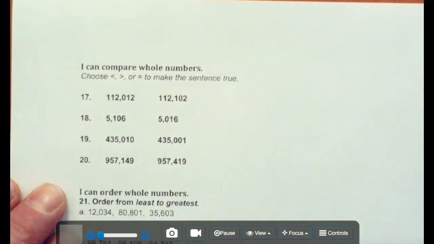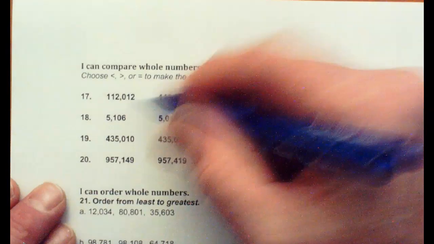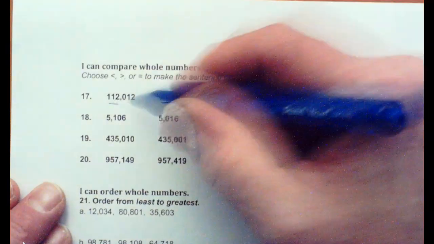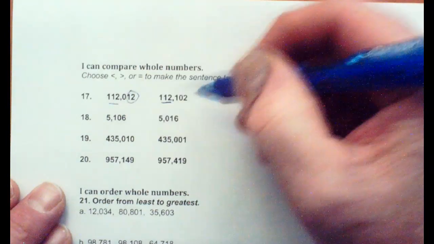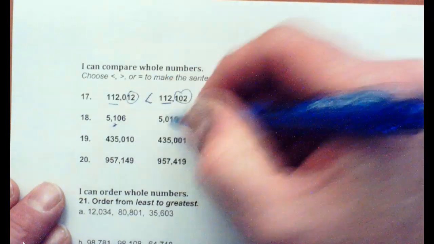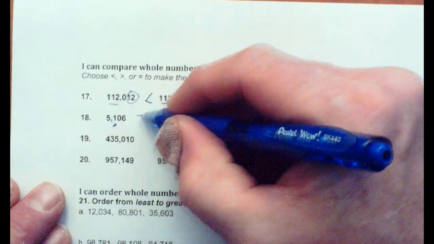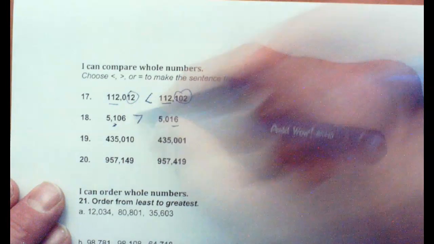All right, let's compare some whole numbers here. We have 112,000. We have 112,000. This is 112,012. This is 112,102. So this one is greater. 5,106. This is 5,016. So this one here is greater. 5,106.